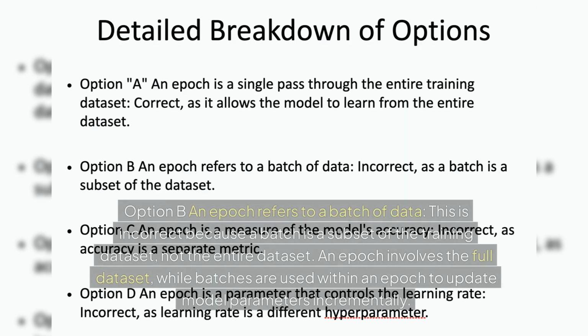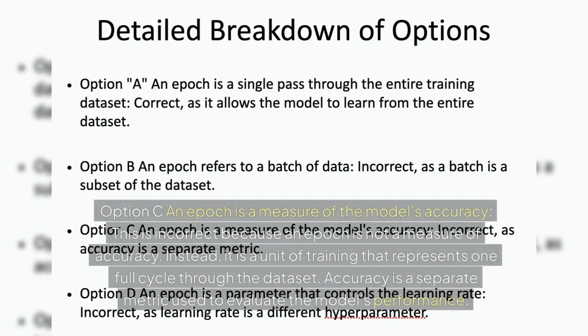Option B, an epoch refers to a batch of data. This is incorrect because a batch is a subset of the training dataset, not the entire dataset. An epoch involves the full dataset, while batches are used within an epoch to update model parameters incrementally. Option C, an epoch is a measure of the model's accuracy. This is incorrect because an epoch is not a measure of accuracy. Instead, it is a unit of training that represents one full cycle through the dataset. Accuracy is a separate metric used to evaluate the model's performance.